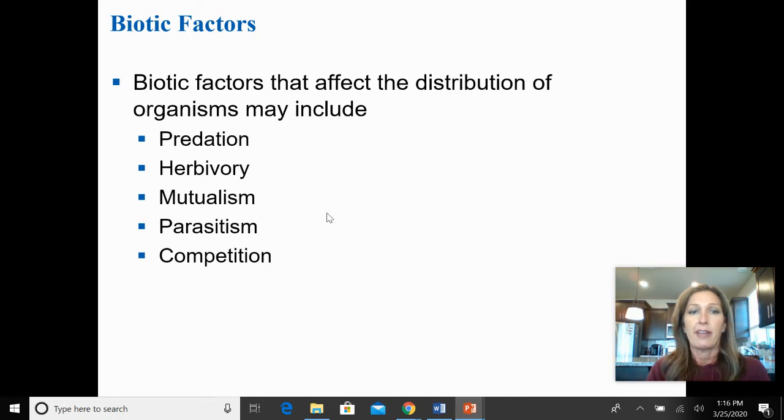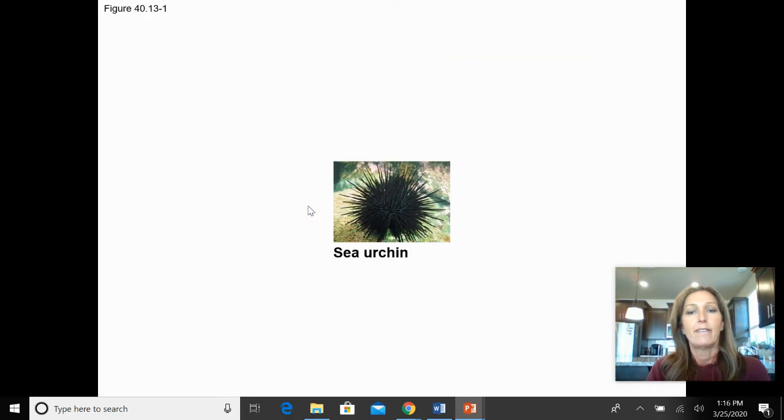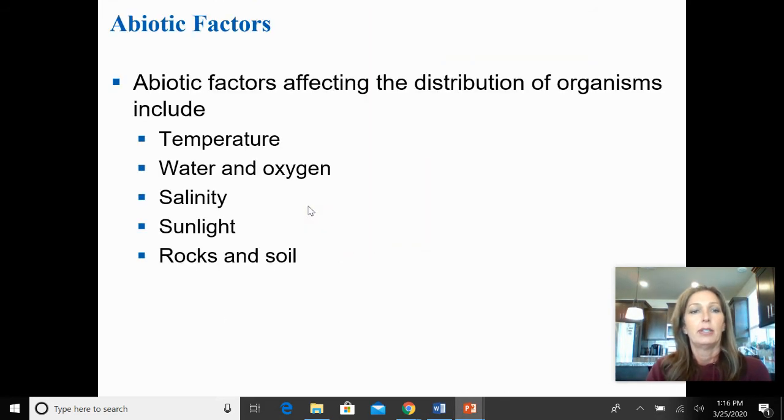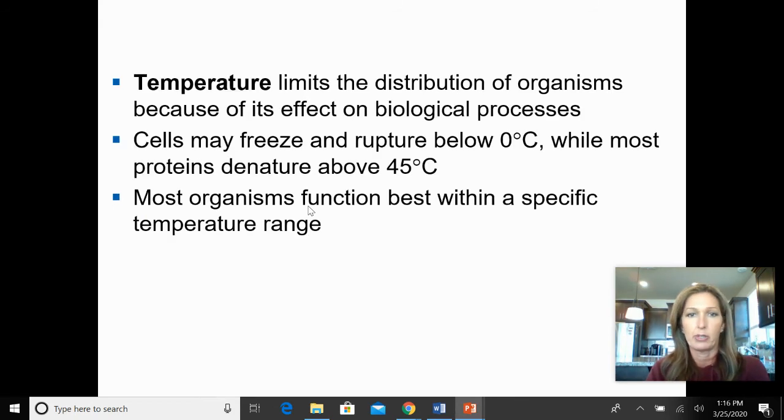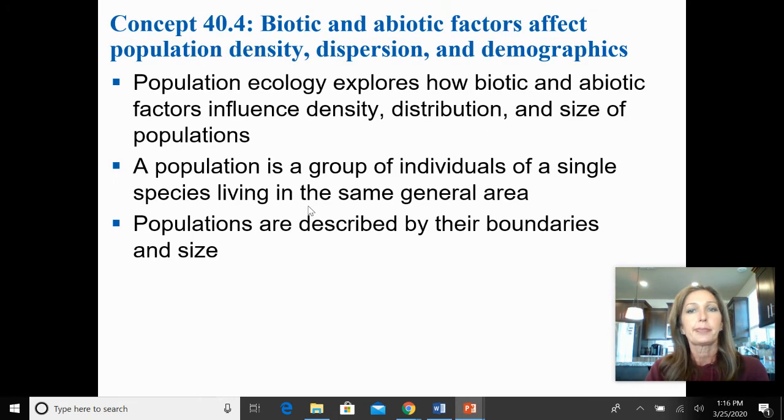Here are some biotic factors that influence the distribution of organisms: predation, herbivory, mutualism, parasitism, competition. Our next chapter is going to be addressing these types of relationships a little bit more. So right now, these terms may or may not have any meaning to you. There are also some abiotic factors that would affect distribution: temperature, water, oxygen, salinity, sunlight, rock, soil. Those are some examples of abiotic factors.